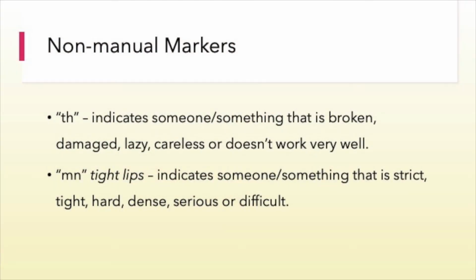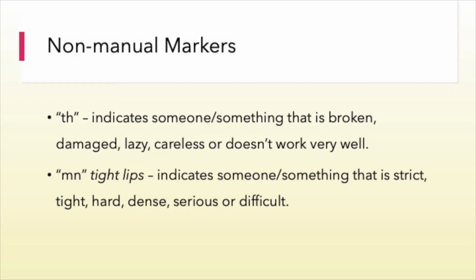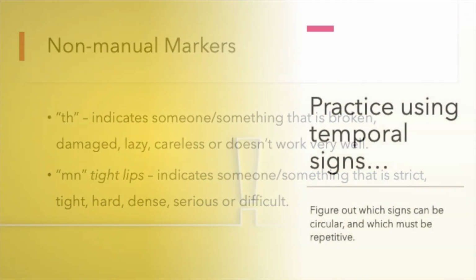In ASL 4, we will make use of two more non-manual markers. The TH lips, which indicate that something is broken, damaged, lazy, careless, or doesn't work very well. And the tight lips, which indicate that someone or something is strict, tight, hard, dense, serious, or difficult.